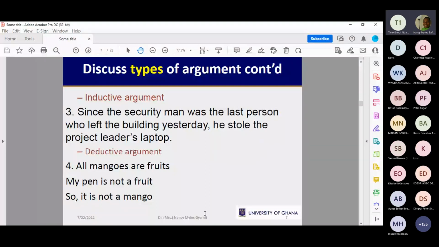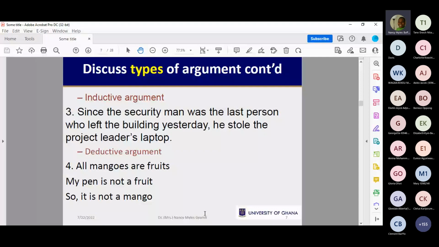All mangoes are fruits. My pen is not a fruit, so it is not a mango. Very good. Here, if we accept it to be true, you are the logicians in our critical minds. Look at it. If we accept it to be true that all mangoes are fruits, that's the first premise, a universal statement at that. All so and so have done so and so. All mangoes are fruit. That's another way of saying if X is a mango, then X is a fruit. Okay? So that's the starting point.